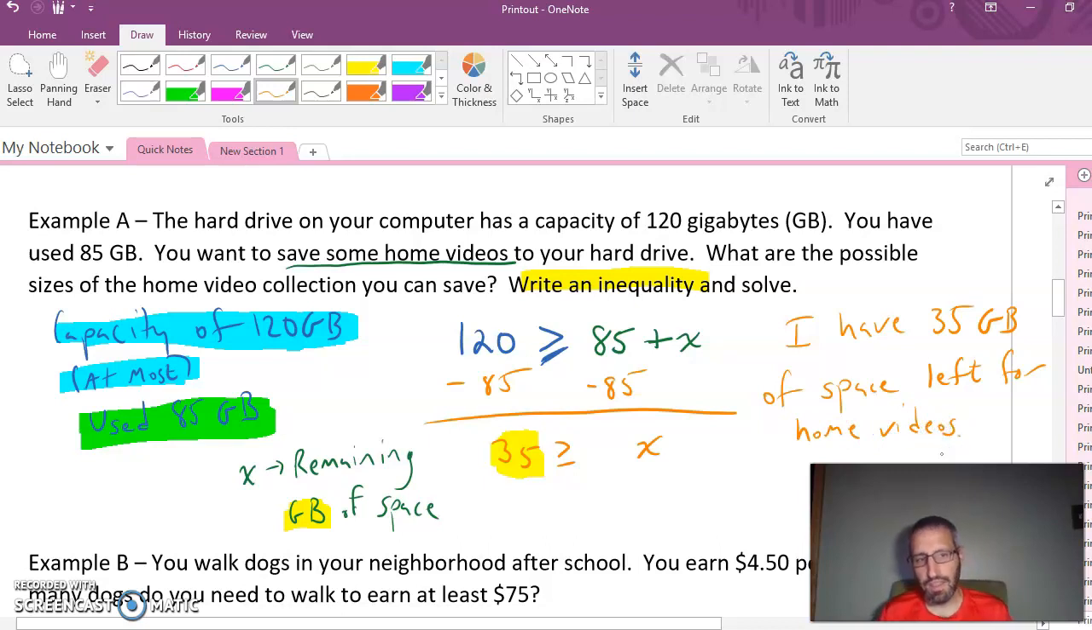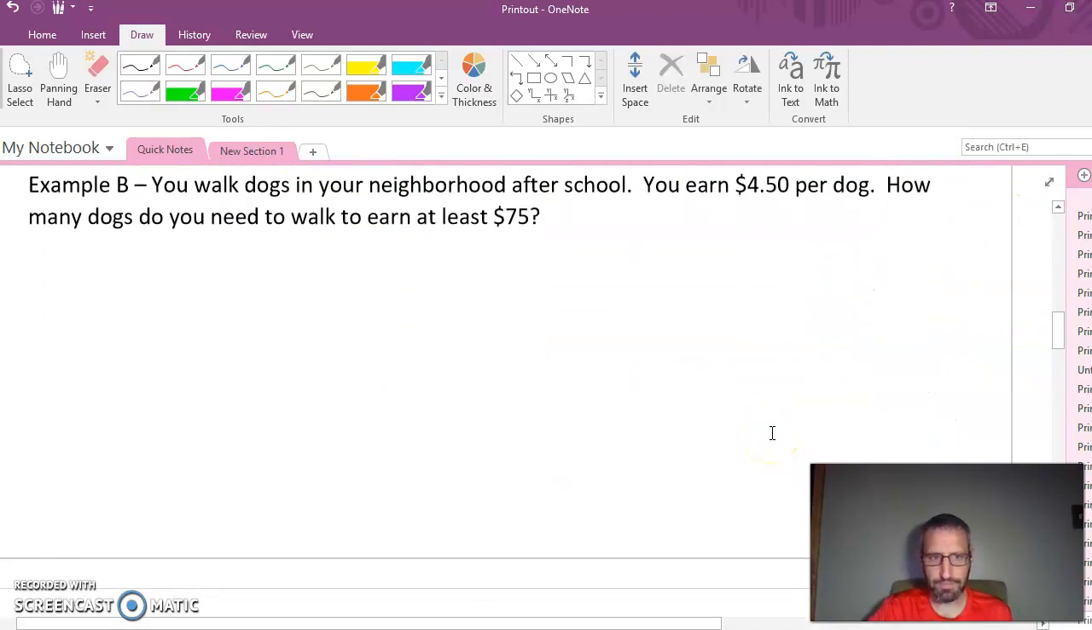Okay. And it's really important to make sure that you translate this back into the English, right? It's good to write an inequality. It's good to have the ability to solve that inequality. But make sure to translate it back in that orange sentence over on the right-hand side there. All right, let's do another one. Let's try example B here.